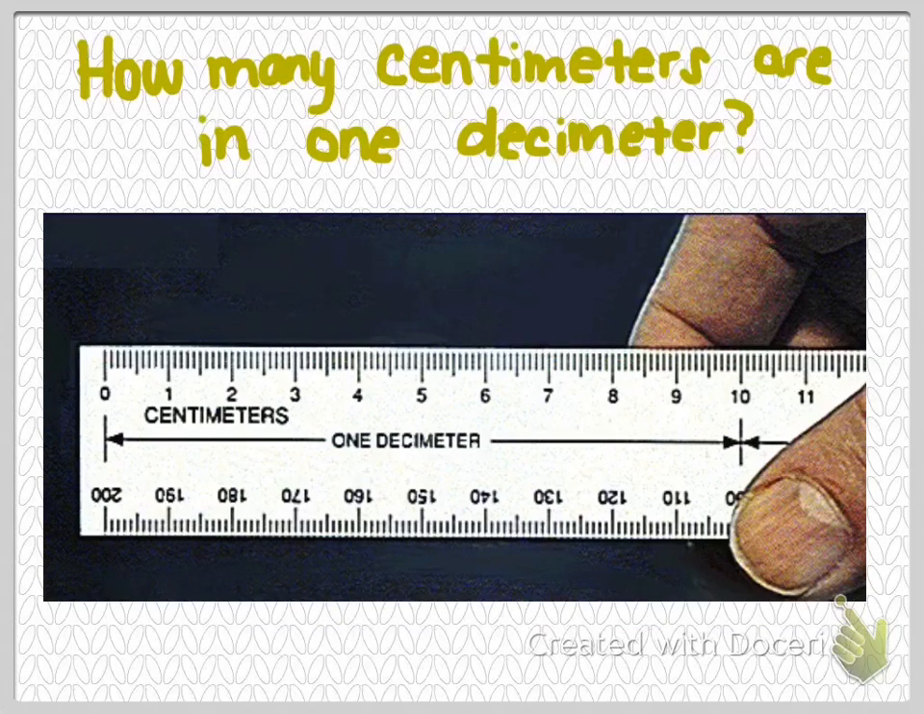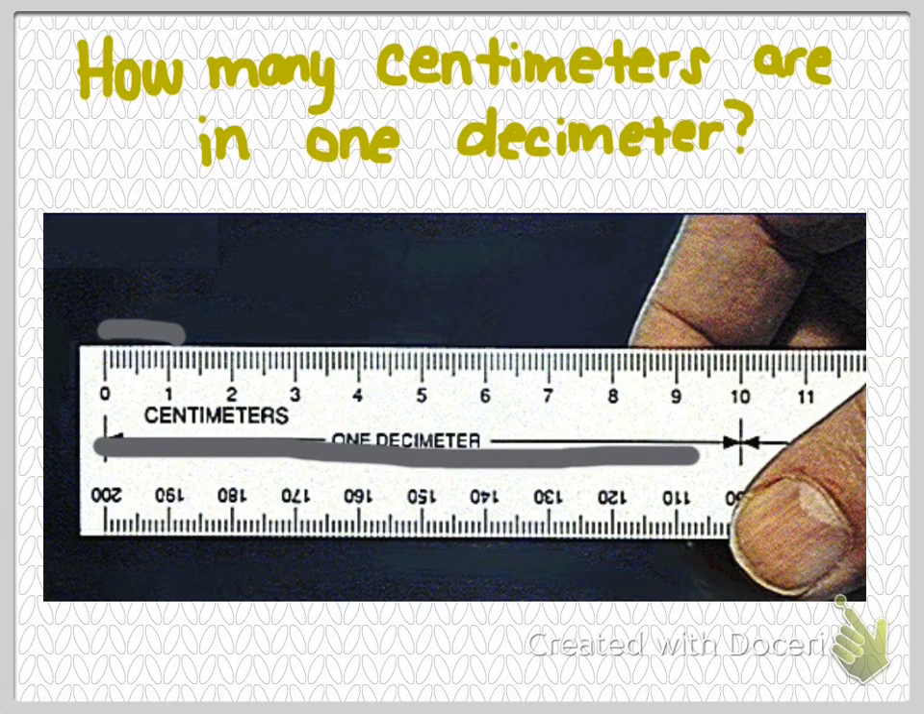Let's take a closer look at that ruler. On this ruler, we can see the size of a centimeter and the size of a decimeter. It looks like it takes 10 centimeters to make 1 decimeter. The decimeter is much bigger than the centimeter. So using that, do you think a cubic decimeter would be larger or smaller than a cubic centimeter? Let's find out.